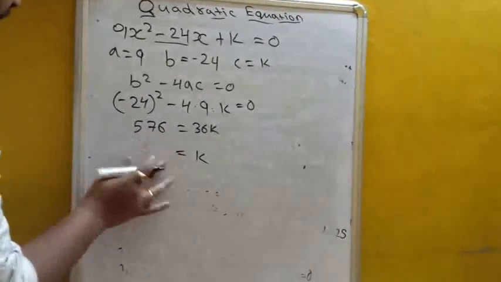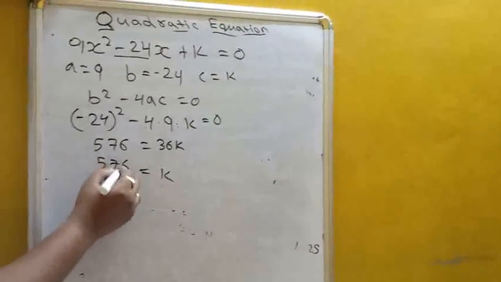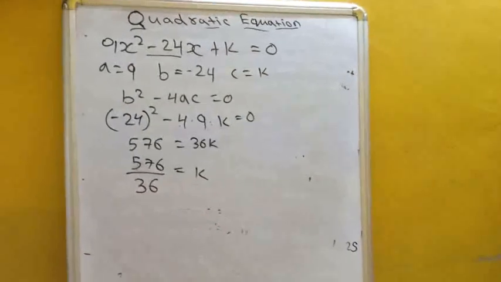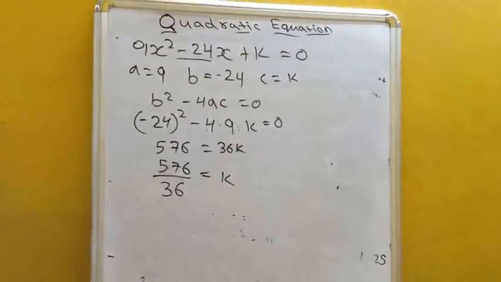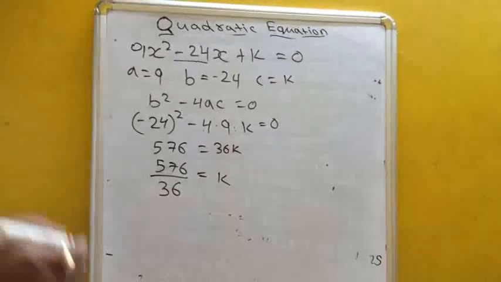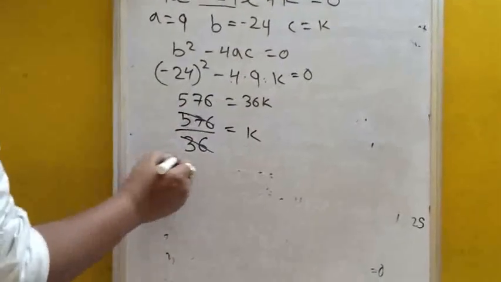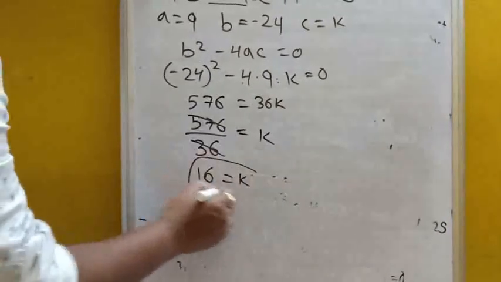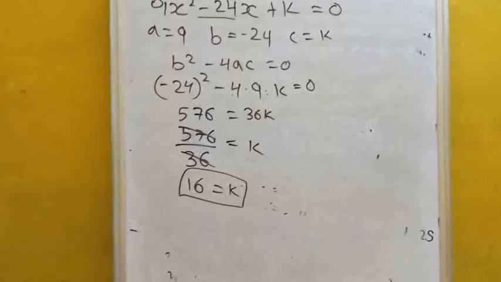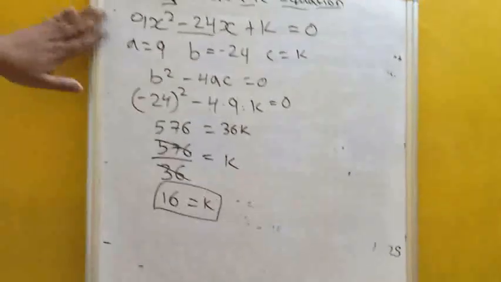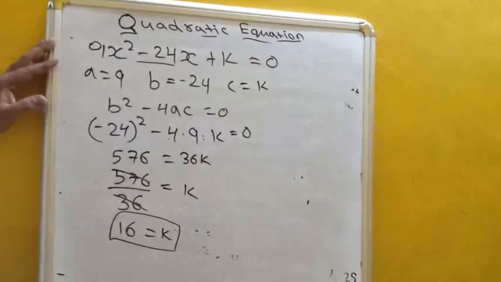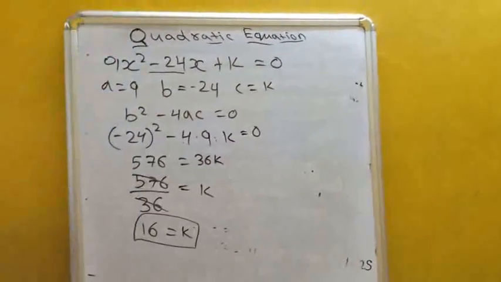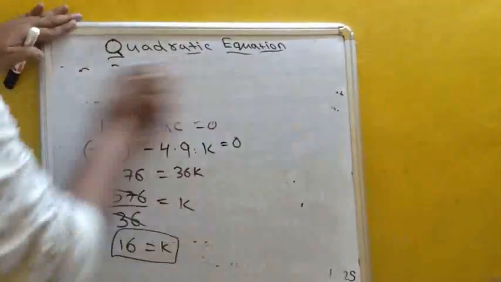576 divided by 36. How much will the answer come? 36 you divide this one. 36 ones are 36, and 36 sixes are 216... so k equals 16 will come. What will come there? k equals 16. So this type of problem he may be asking. Next, a little more tougher. He will ask you just like I will give you the problem.